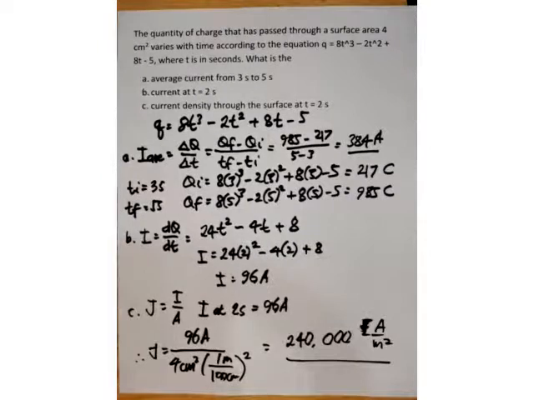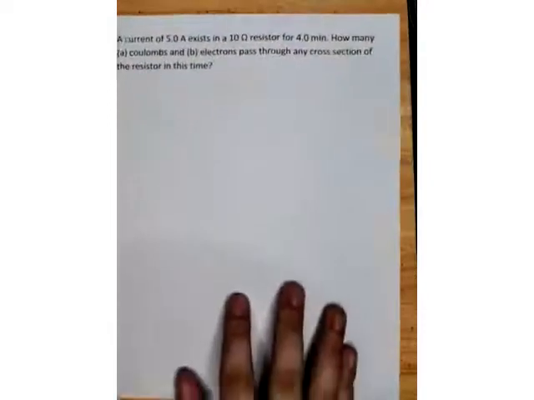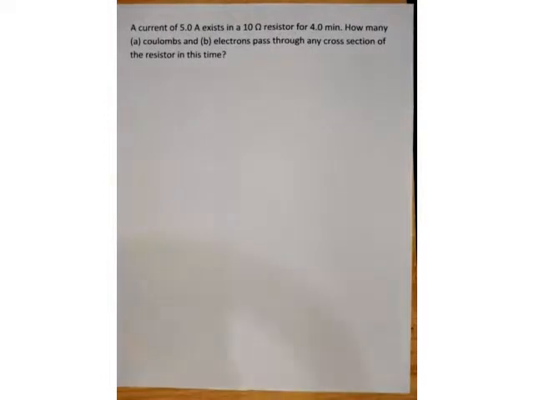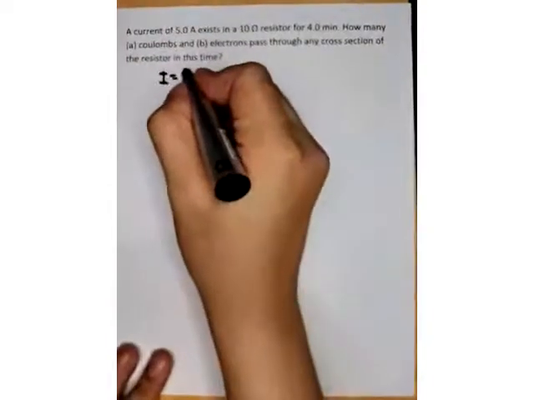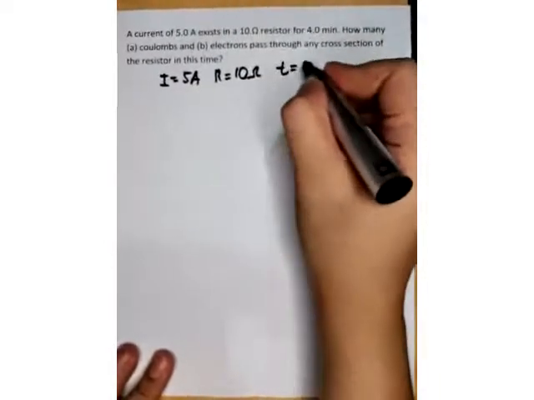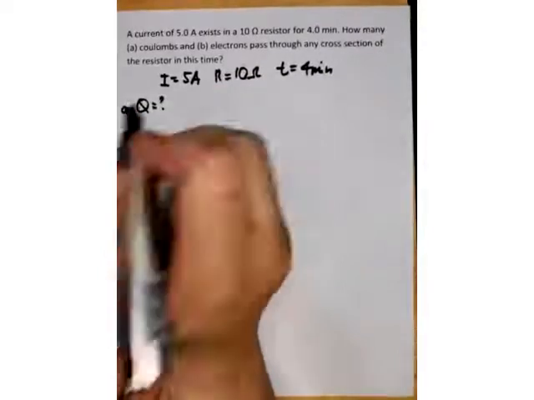Okay, let's have the next one. A current of 5 amperes exists in a 10 ohm resistor for 4 minutes. How many A, coulombs, and B, electrons pass through any cross-section of the resistor at this time? Okay, so we are given that the current is 5 amperes and then the resistance is 10 ohms and the time is equal to 4 minutes. Okay, tinatanong A, what is the total charge?